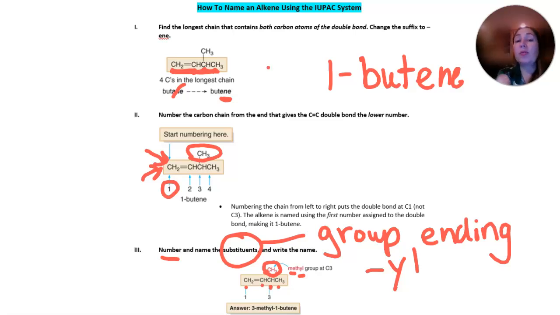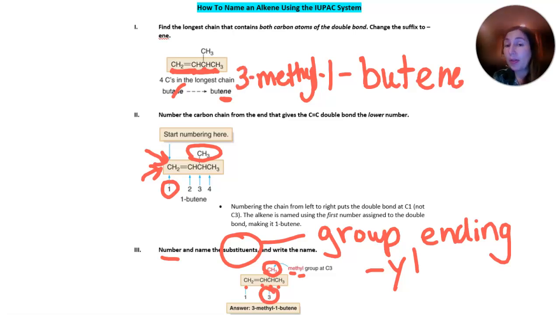So that 1 carbon group is called a methyl group. And then we have to let the world know where the methyl was located, and it's located on the third carbon. So 3-methyl-1-butene would be the full name of this chain with the branches coming off of it.